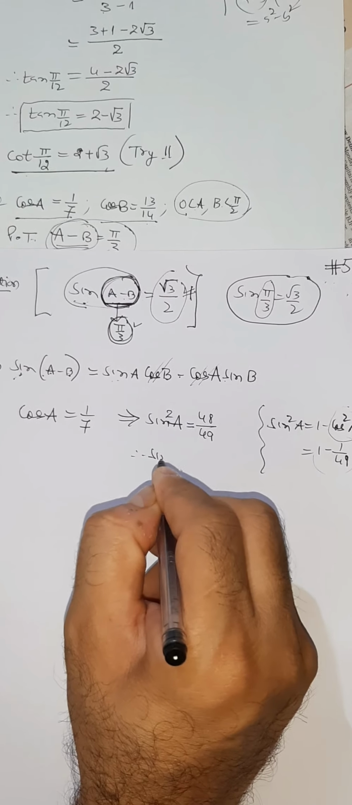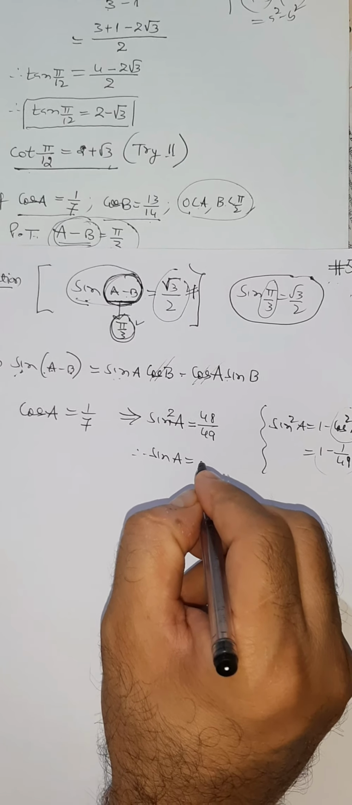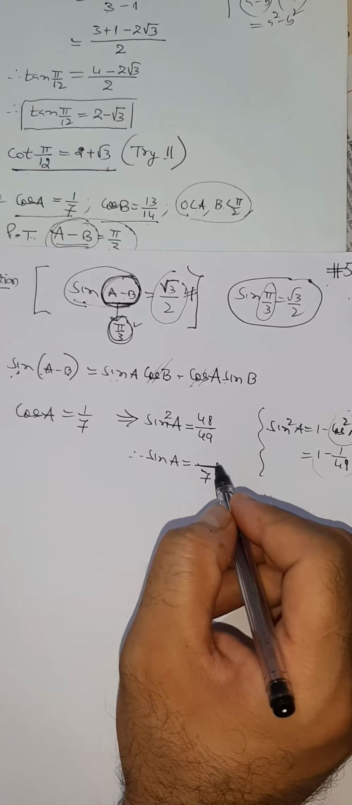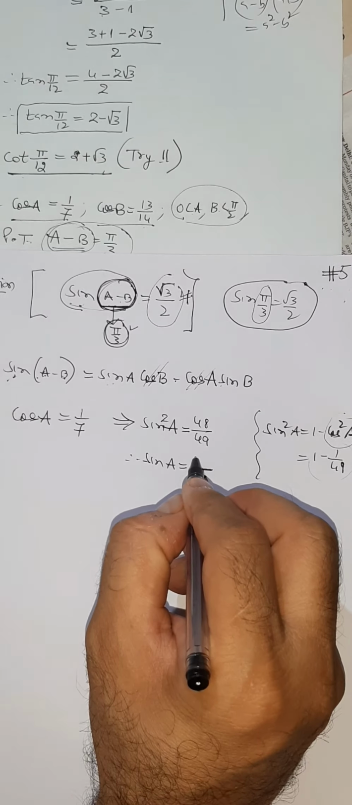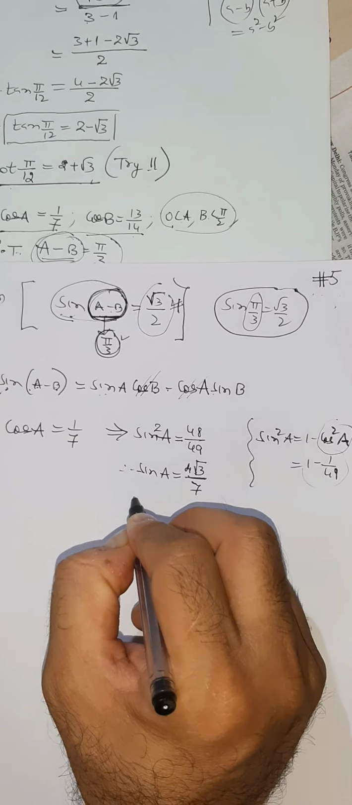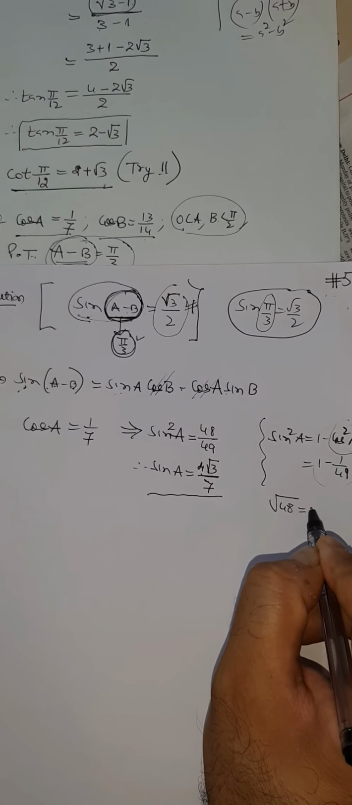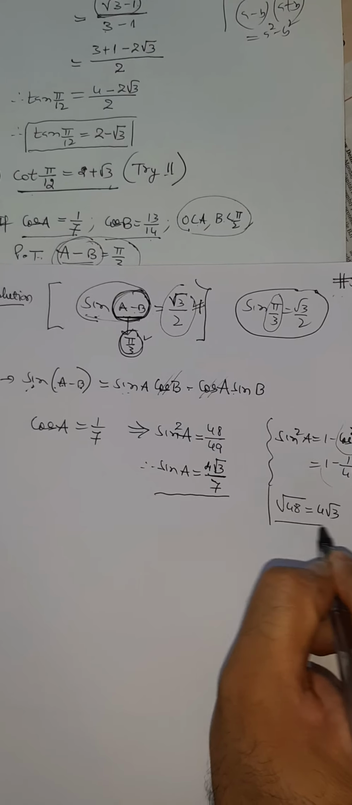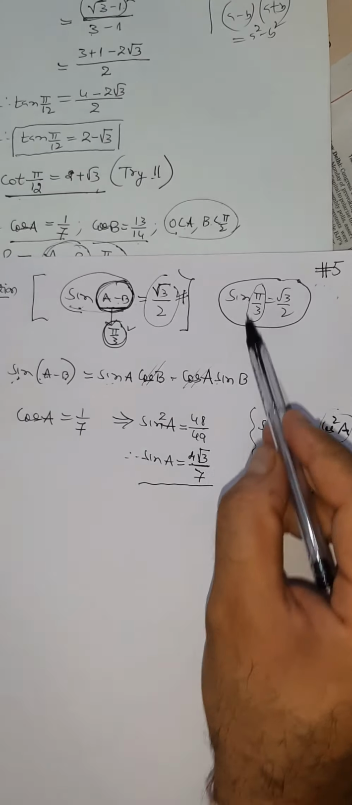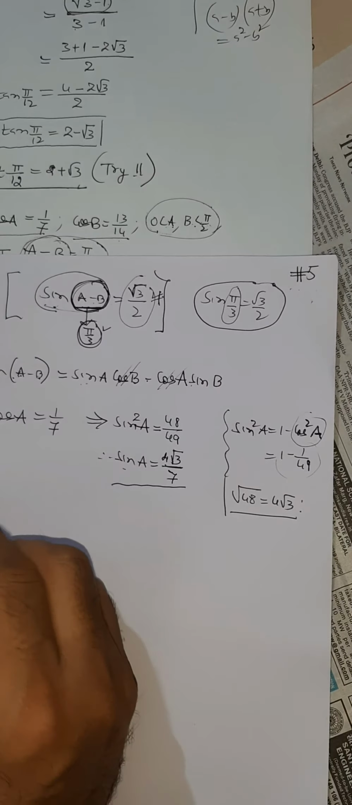So if I take the square root, what is sine A from this? Root of 48 and root of 49, which is 7. What's the square root of 48? You know it is 4 root 3. Root 48, 16 will come out, so it will be 4 root 3. This much you know. Okay. And why is this positive? Because if you look at the question, A and B both are in the first quadrant. There all trigonometric functions are positive.